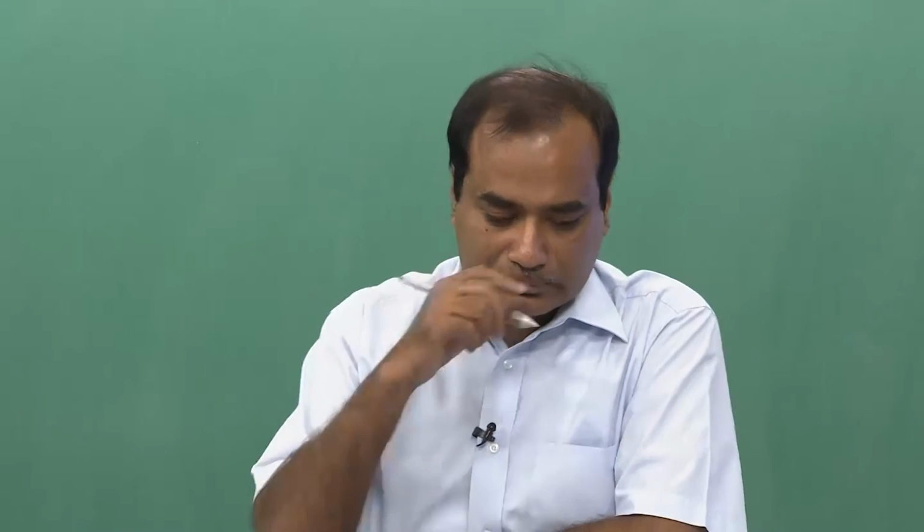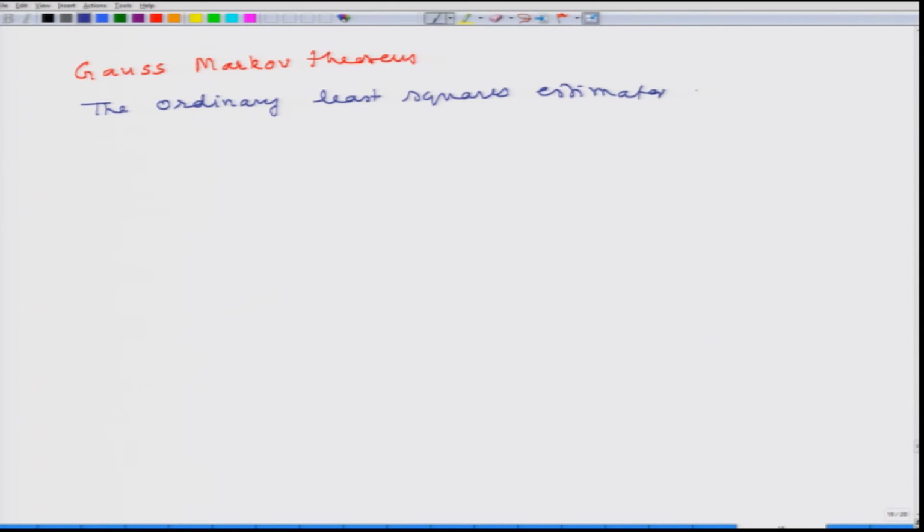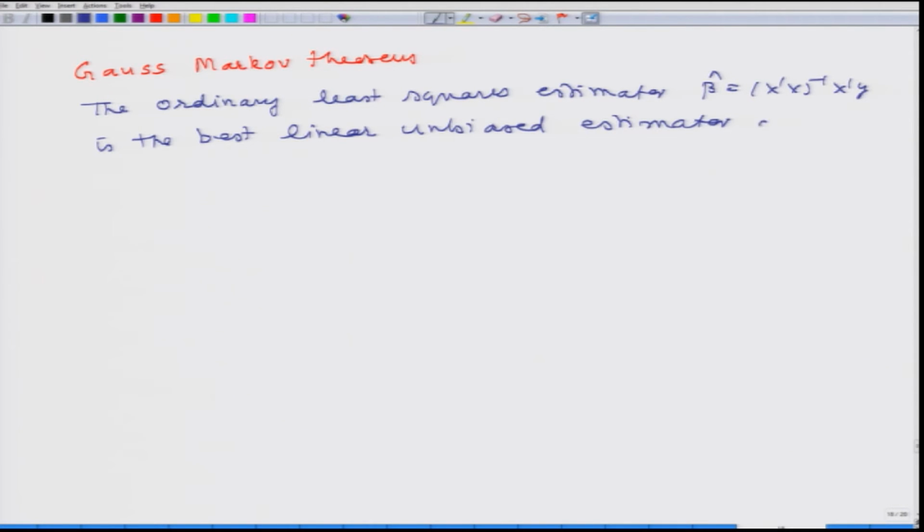So for that we have a theorem which we call the Gauss-Markov Theorem, and this theorem states that the ordinary least squares estimator beta hat is equal to x transpose x whole inverse x transpose y is the best linear unbiased estimator of beta.